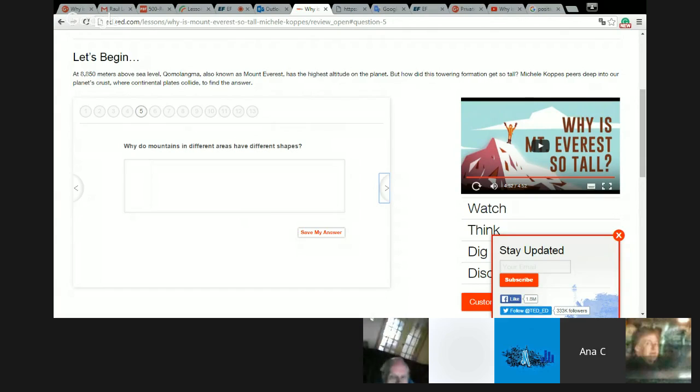Mustafa, why do mountains in different areas have different shapes? It depends on different factors. It depends on the weather, and how is the weather where the mountain is. The erosion and weathering, as we've seen before in your question, can shape the mountain. So these factors can affect each region. In each region it is different, of course, and the mountain can take different shapes. Also, the weathering and atmospheric factors can affect the shape of the mountains. Yes, well done. Thank you very much.